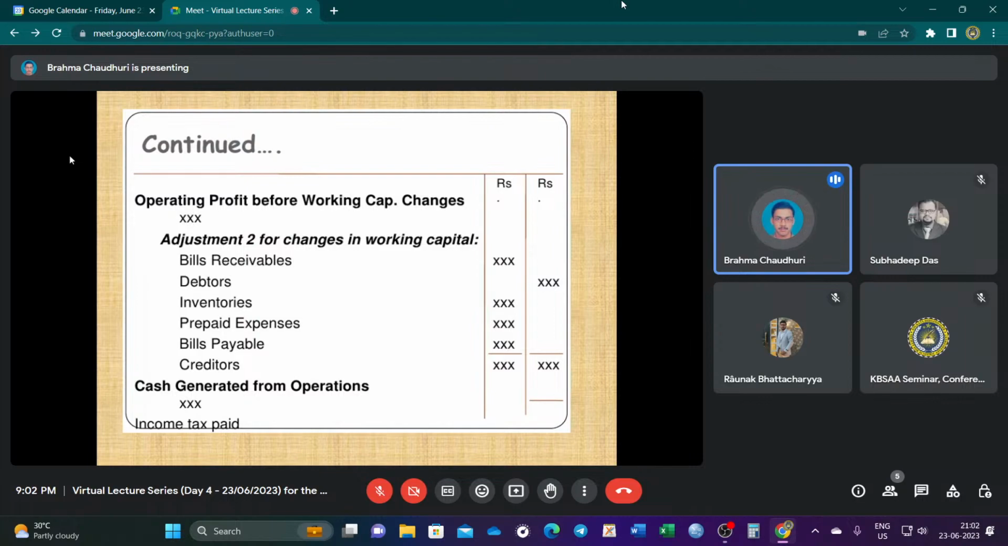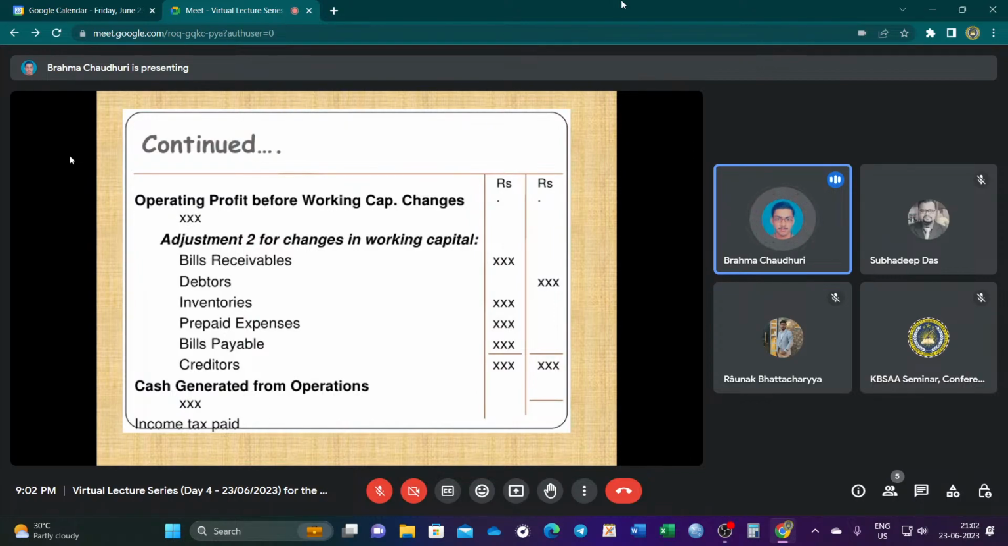So that means increase in current liability leads to increase in cash balance, because we do not have to expend any cash since we are increasing our current liability. So increase in current liability leads to increase in cash, and decrease in current liability leads to decrease in cash. That will be explained later on when I will be solving the problems.